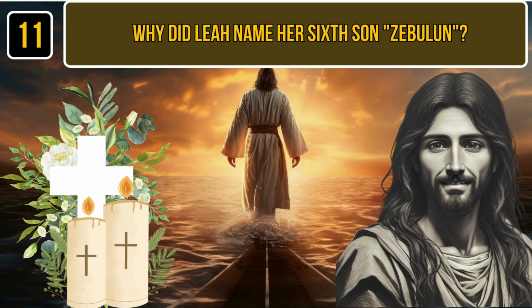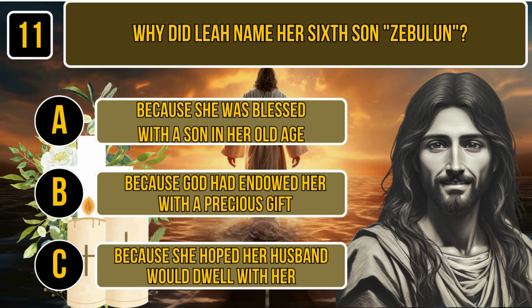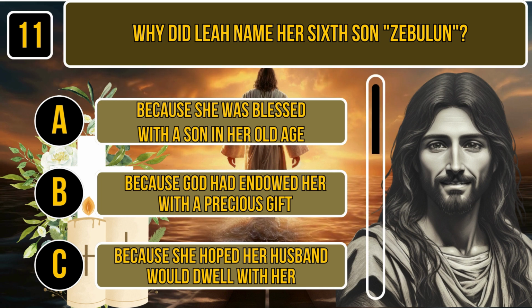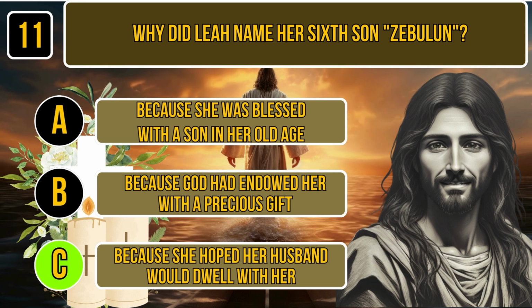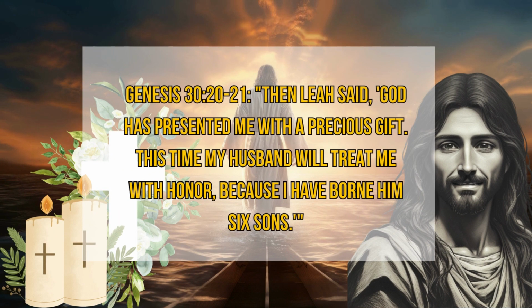Question number 11. Why did Leah name her sixth son Zebulun? A. Because she was blessed with a son in her old age. B. Because God had endowed her with a precious gift. C. Because she hoped her husband would dwell with her. The correct answer is because she hoped her husband would dwell with her. Genesis 30:20-21. Then Leah said, "God has presented me with a precious gift. This time my husband will treat me with honor, because I have borne him 6 sons."